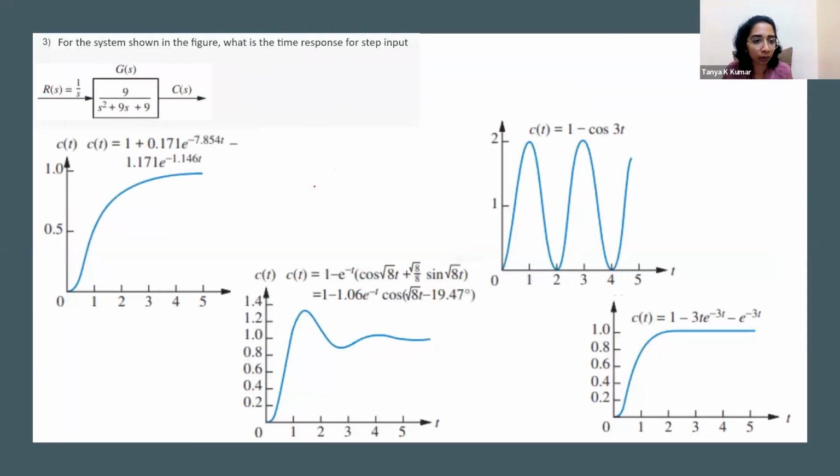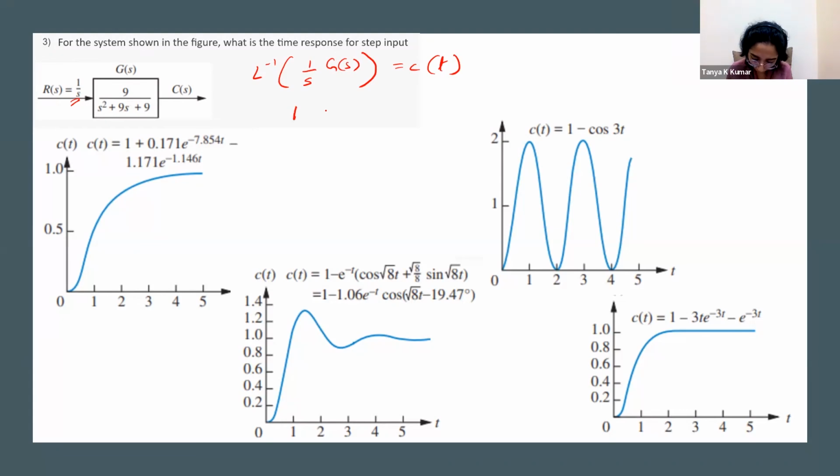Okay, for the system shown in the figure, what is the time response for step input? How do you find out the time response for step inputs? Time response for any input. Step input, the Laplace transform is 1 by s. So R of s, the input, is 1 by s. So basically what you have to do is find out the inverse Laplace transform of 1 by s into g of s. This is what you have to do to find out c of t. Okay, c of t is what is given in all these graphs. But a simple way, so when you solve it, the inverse Laplace transform of 1 by s, you will get 1.